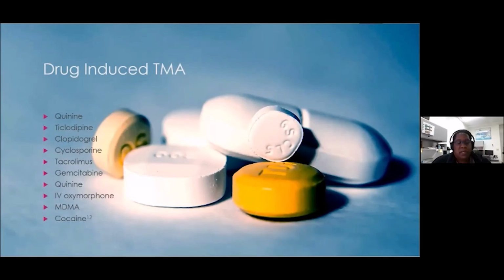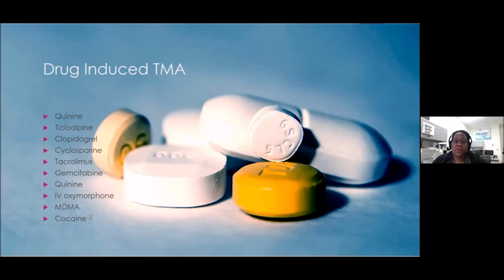Just like there's drug-induced thrombocytopenia, drug-induced hemolysis, there could be drug-induced almost anything. There is drug-induced thrombotic microangiopathy. And we have quinine, some antiplatelet drugs, ticlopidine, clopidogrel, cyclosporin, and tacrolimus. Gemcitabine, I have quinine on here twice. Also, some illicit substances have been known to cause TMAs. So IV oxymorphone, MDMA, which is known as ecstasy, and cocaine. So I just want to make you aware that this could be the cause behind this patient's condition.